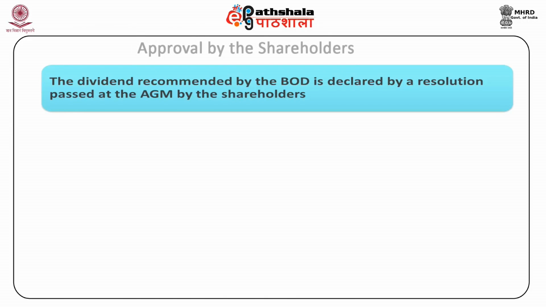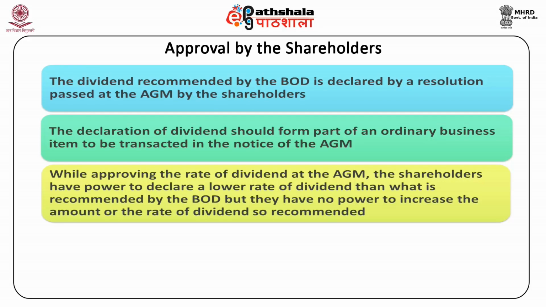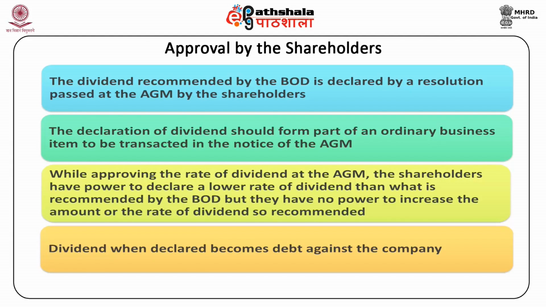Approval by the shareholders. The dividend recommended by the Board of Directors is declared by a resolution passed at the annual general meeting by the shareholders. The declaration of dividend should form part of an ordinary business item to be transacted in the notice of the annual general meeting. While approving the rate of dividend at the annual general meeting, the shareholders have power to declare a lower rate of dividend than what is recommended by the board, but they have no power to increase the amount or the rate of dividend so recommended. Dividend, when declared, becomes debt against the company.